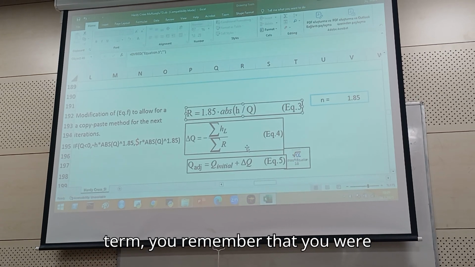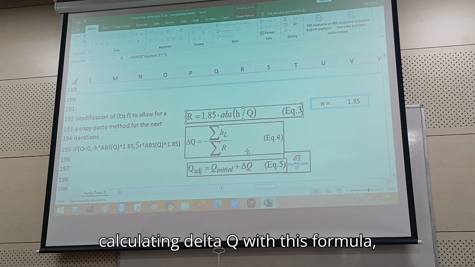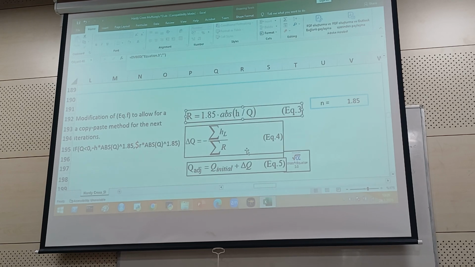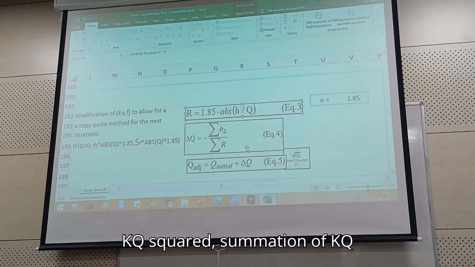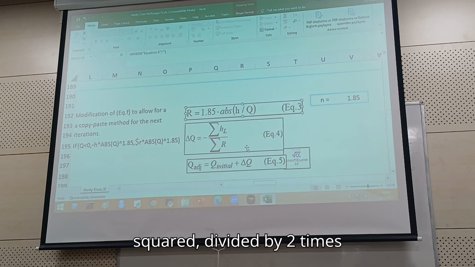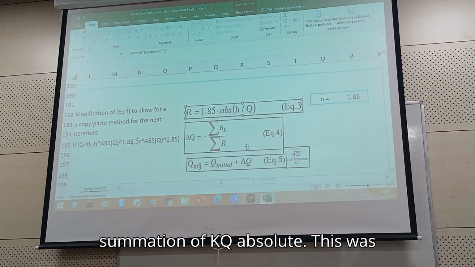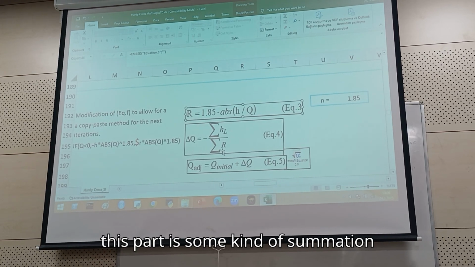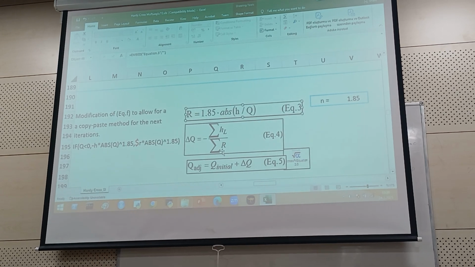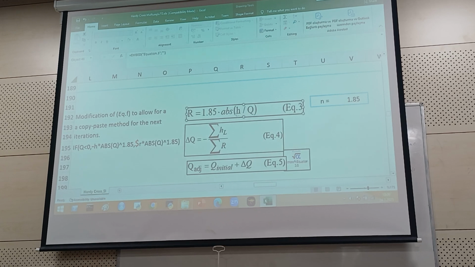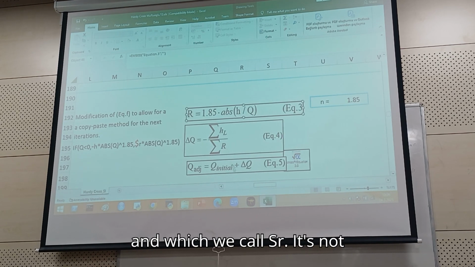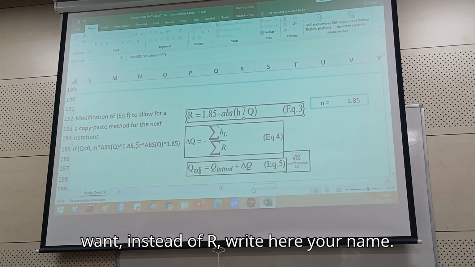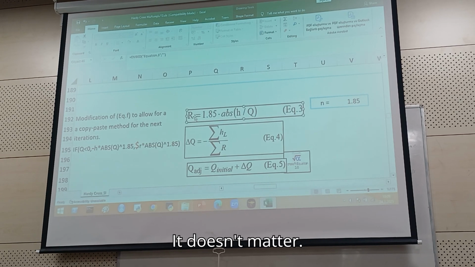In the previous term, you remember that you were calculating delta Q with this formula. Minus ratio, summation of KQ squares, divided by 2 times summation of KQ absolute. This was your delta Q, right? So here, this part is some kind of summation of QK absolute. Okay? But here your formula is this, and which we call R. It's not the hydraulic radius that you have seen in hydraulics. It is different. If you want, instead of R, write here your name. It doesn't matter. Okay?